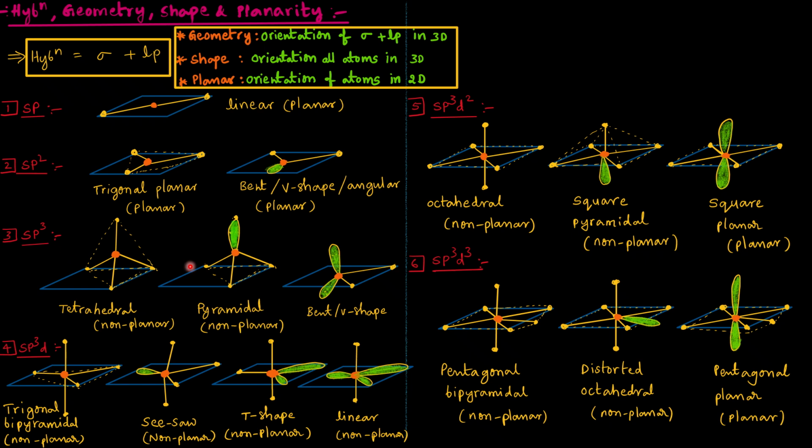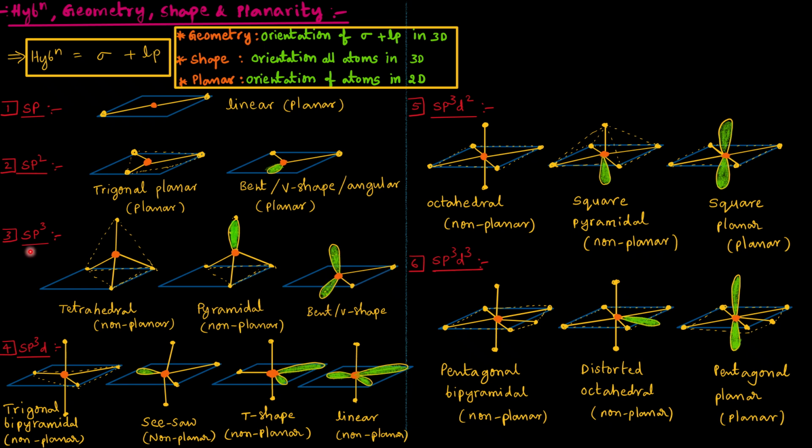If sp3 hybridization contains one lone pair and three sigma bonds, here sigma bonds are 3 and one lone pair. 3 plus 1, so 4. So sp3 hybridization. The lone pair is placed like this, so the shape is said to be pyramidal. Three atoms are present in the same plane and one is above the plane. So this molecule is also non-planar and the shape is pyramidal. Geometry is tetrahedral only. Why? Because sp3 hybridization.